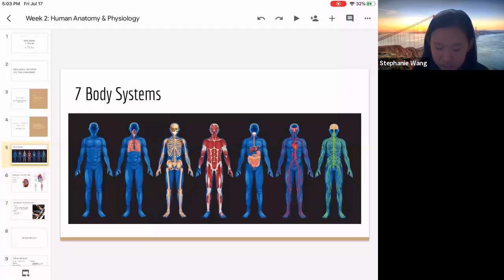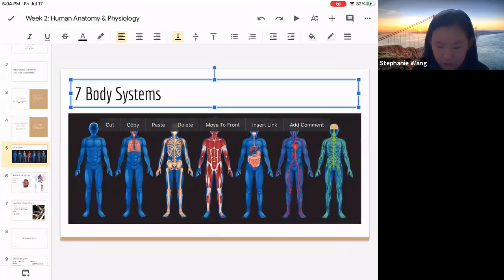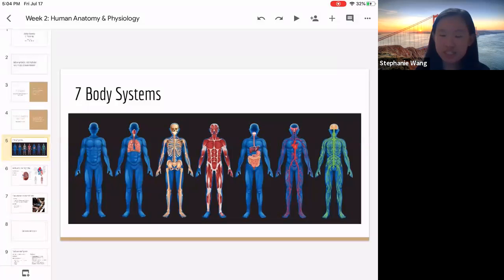Next, we have the skeletal system, the muscular system, the digestive system, the circulatory system, also known as the cardiovascular system, and finally, we have the nervous system. Okay, so think of it, there are 7 body systems and we only have 1 hour. There's no way I will be able to go in depth for all 7 body systems in an hour. That would be less than 10 minutes per body system. That was just not going to cut it.